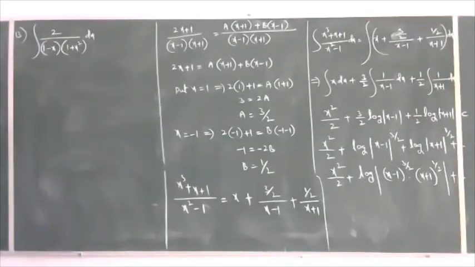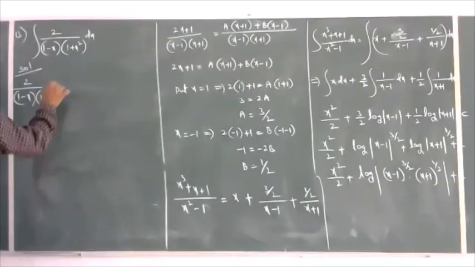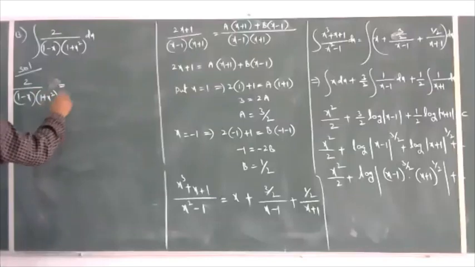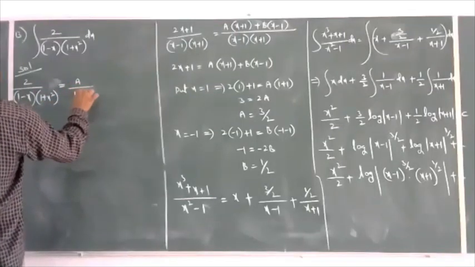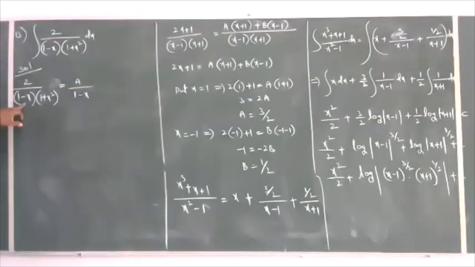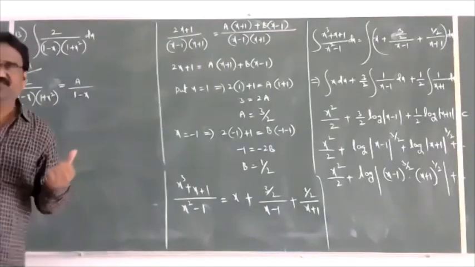Given fraction is a proper fraction. First, resolve into partial fractions. The integral of 2 by (1 minus x) into (1 plus x square) dx is equal to A by (1 minus x). 1 minus x is a reducible factor. This is an irreducible factor, that is, imaginary factors.